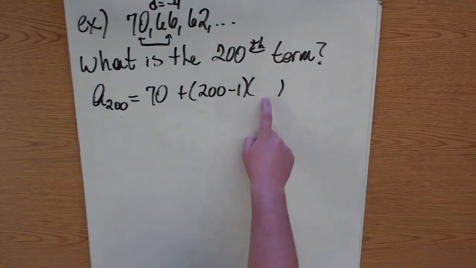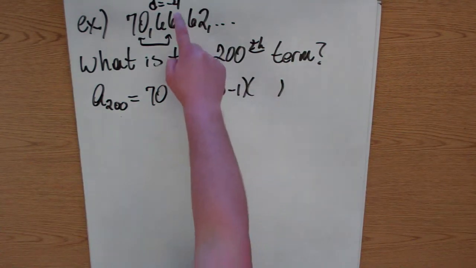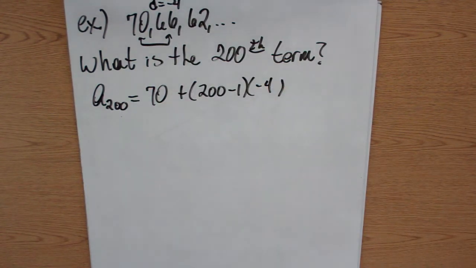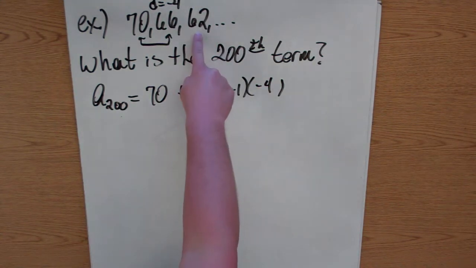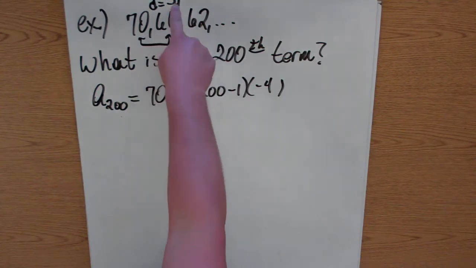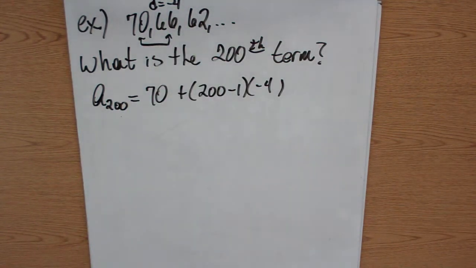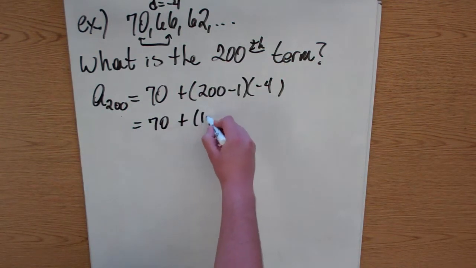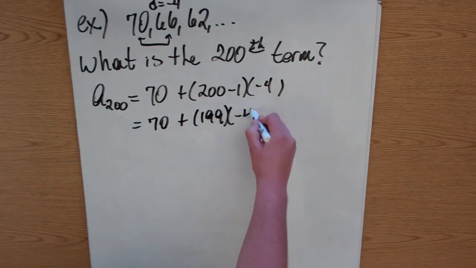That means we're adding negative 4 each time, or subtracting 4 each time. Our difference here would not be 4. It would be negative 4, because our number is getting smaller. That's why I say take a number and subtract the one on the left, because 62 minus 66 is negative 4, and that's what D is. You can't take the absolute value of it. You have to take the negative. So this is going to be 70 plus 199 times negative 4.